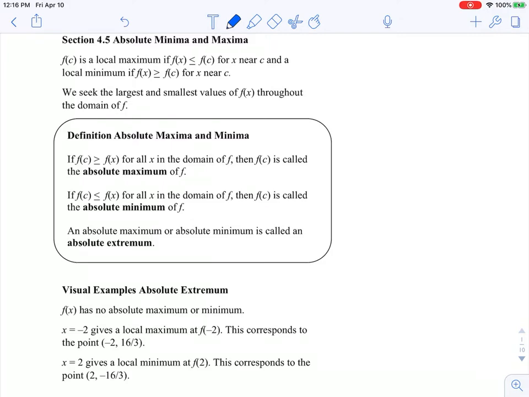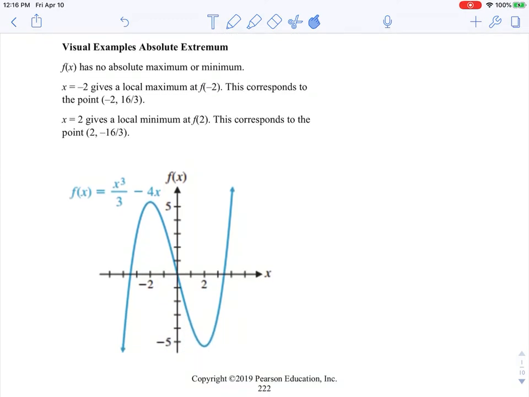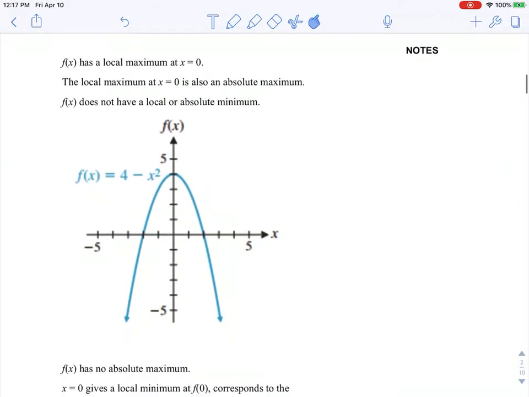Absolute minima and absolute maxima. So if we look at a graph such as this one, we see that there is no absolute max or min because our graph continues in both directions indefinitely. However, we do have a local max and a local min.